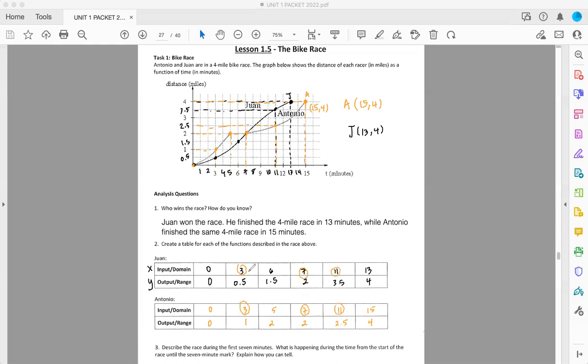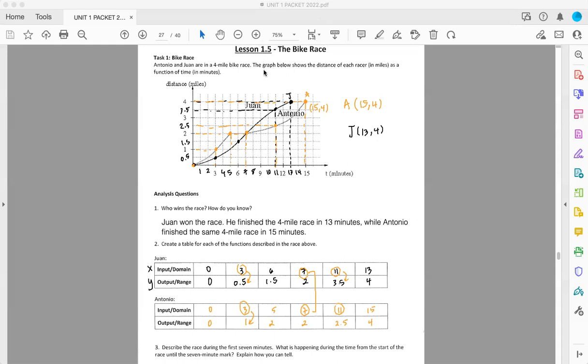And notice here, Juan at 3 minutes was at 0.5, while Antonio was a little bit ahead. But at the 7-minute mark, they both had the same, basically Juan caught up. That's what the story is telling us. And then at 11, Juan is at 3.5, whereas Antonio is at 2.5, so that means that Juan surpassed him, or passed him. And this is evident on the graph because the graph of Juan is now above the graph of Antonio. That's how we know that one is past the other. So these are good ways to interpret the graph.